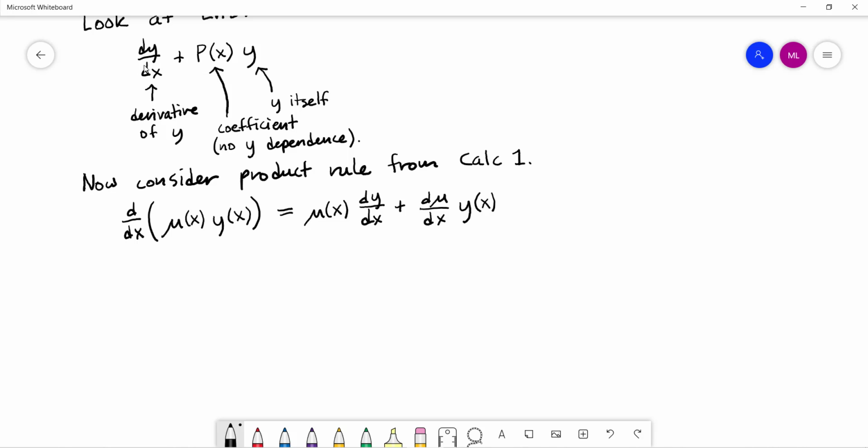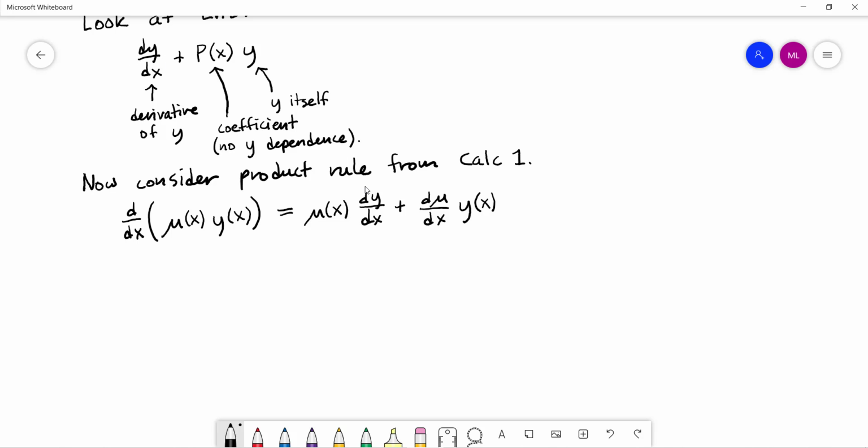Notice the first term over here involves dy dx. Same thing over here. The first term here involves dy dx. It has this other piece, but it has a dy dx. The second term has some function and then a y. Over here, we have some function, because I haven't specified what mu is, times y. So this is the inspiration. I've got something that looks awfully similar to what we've got sitting right here.